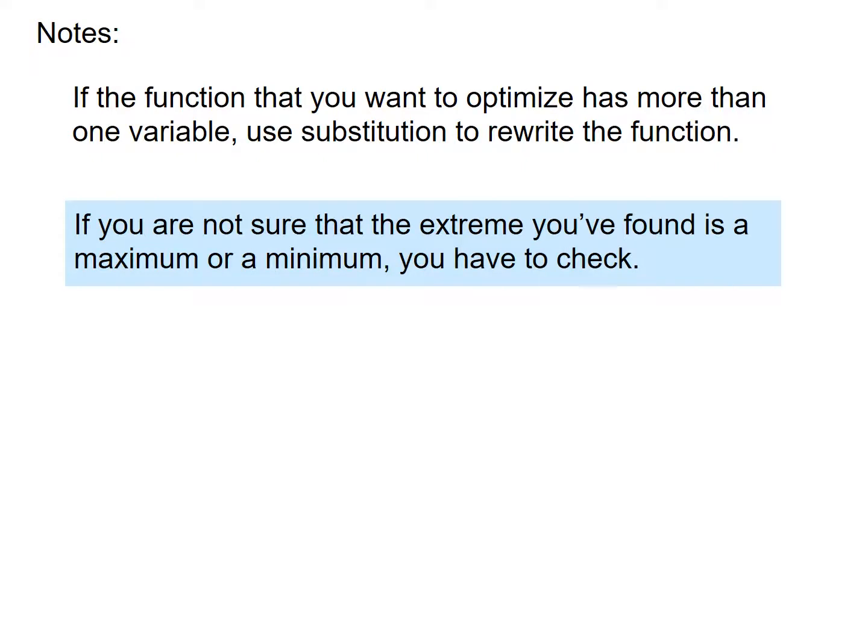Okay, if our function that we're trying to optimize has more than one variable, we need to use substitution to rewrite the function in terms of just one variable. And if you're not sure that the extreme you found is going to give you a maximum or a minimum, you have to check. That's where you can use endpoints or use a number line. But often in the context of the problem, once you've found your critical point, you can conclude if that's going to be a maximum or a minimum. But if in doubt, double check.